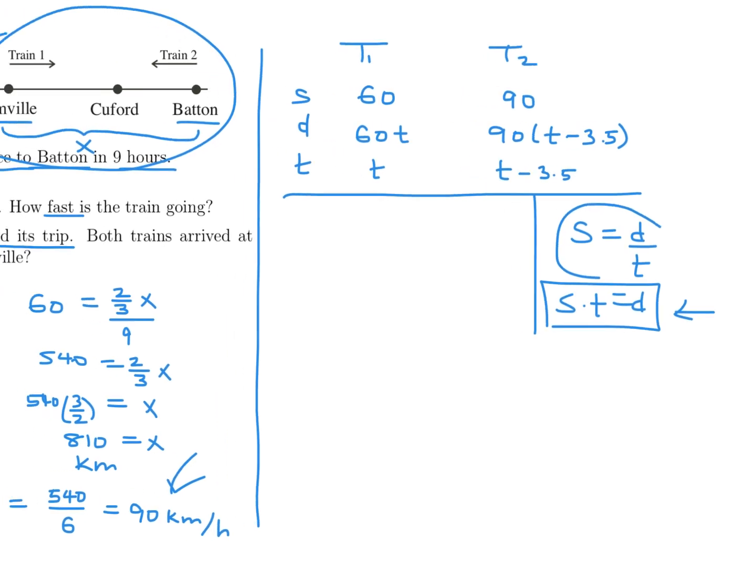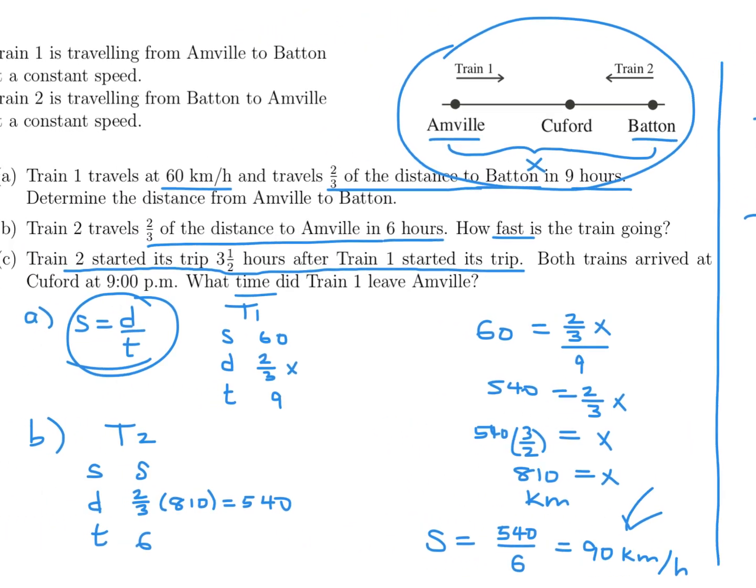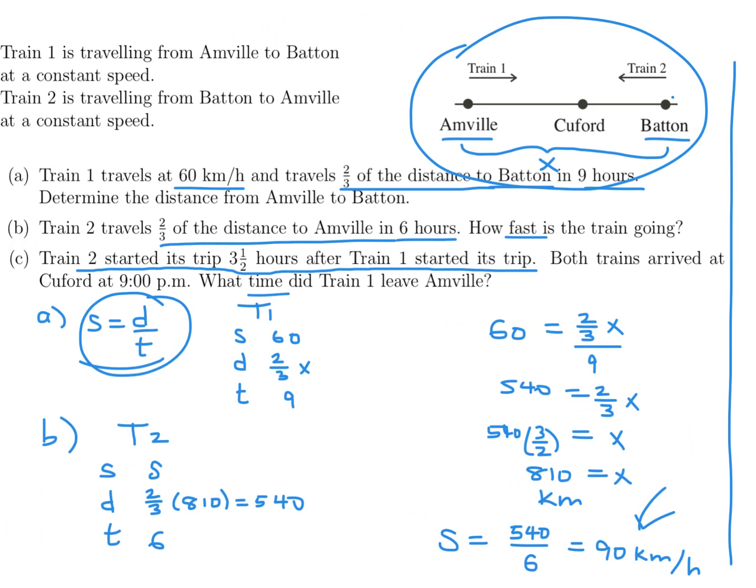Well, let's go back and talk about this question. Train 2 is here initially, and train 1 is here, and they both arrive at Cuford. So one is going this way, and the other one is going this way. Train 1 travels a certain distance, and train 2 travels a certain distance. If you add their distances, it's the total distance, which we had calculated as 810 somewhere. Yeah, right here. Okay, I got it.